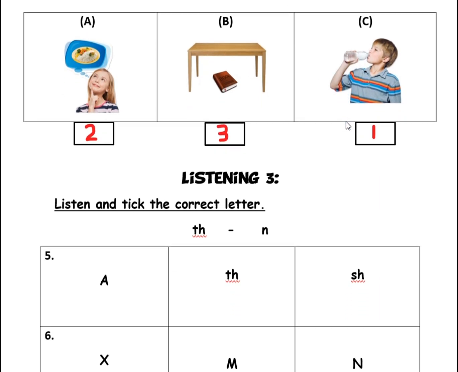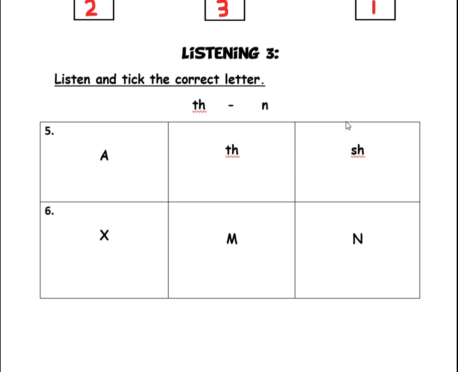Now, listening 3. It says, listen and tick the correct letter. Number 5, the. This is the. TH together. The. Number 6, N. This is N. Alright, let's move on.